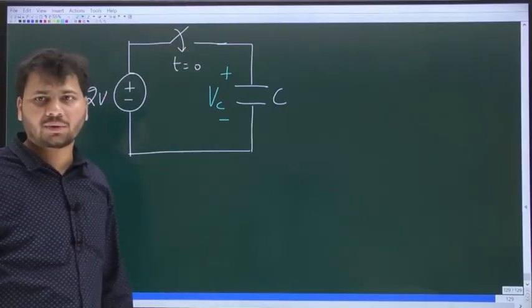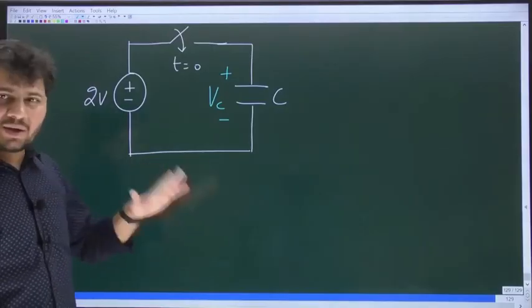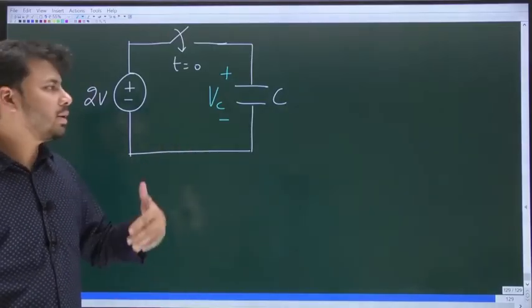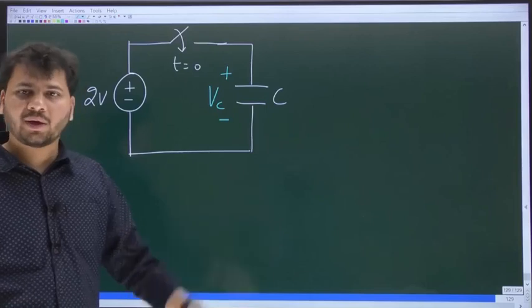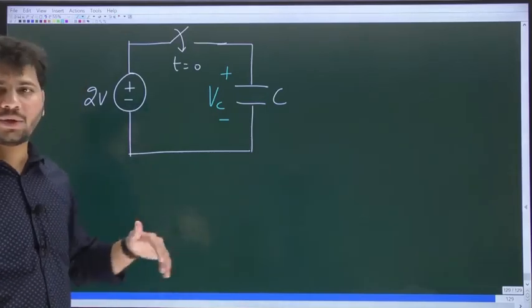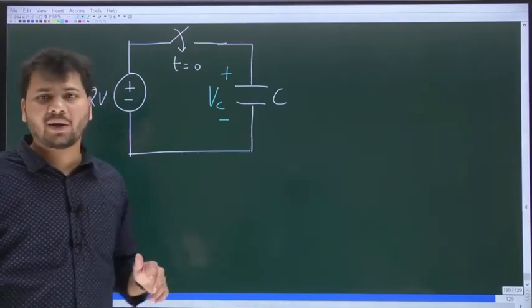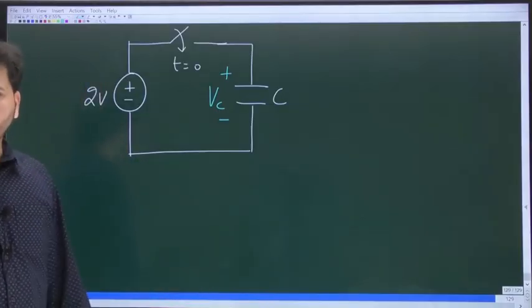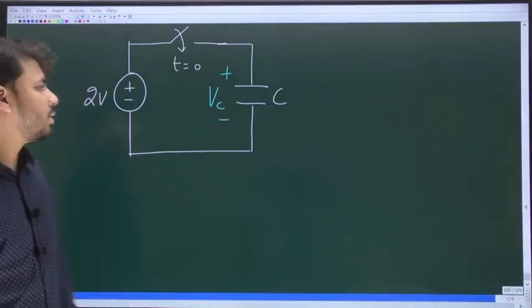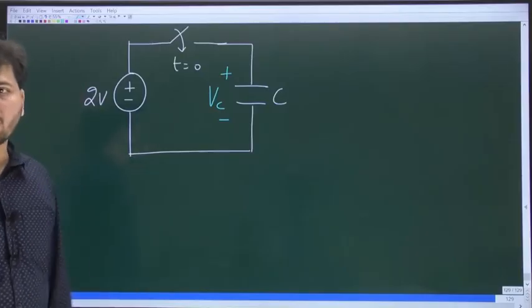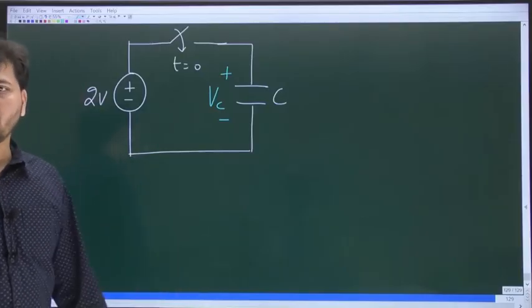So before t equal to 0, the switch is open. At t equal to 0, the switch is closed, and for t greater than 0, the switch will remain closed. So t less than 0, switch is open, and t greater than 0, switch is closed. Now what happens to the capacitor when you close the switch?